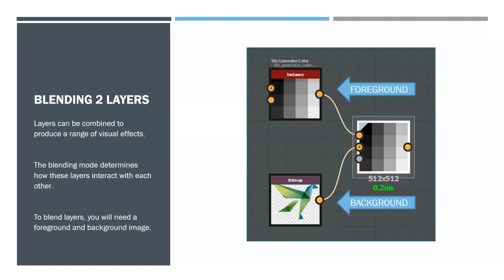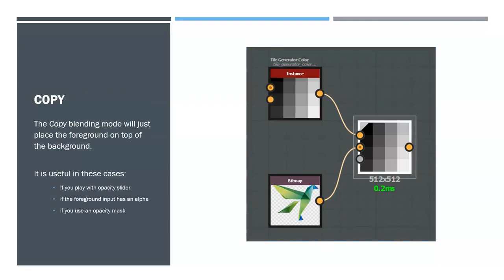So in Substance, we actually have foreground, background inputs on the blend node. In something like Photoshop, it will just use a hierarchy. So the image on top will be the foreground and the one lower down in the hierarchy will be the background. So one of the default blending modes is copy. If you don't adjust the blending mode in any way, by default it's usually on copy. And the way that this works is it will just place the foreground on top of the background.